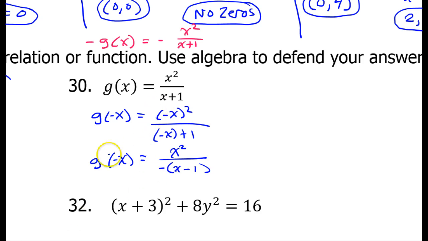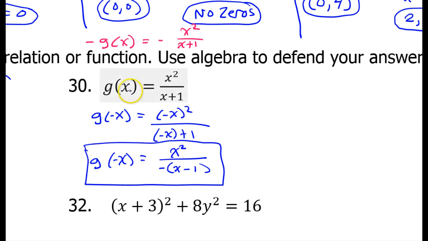Now I'm going to look back to see, does g of negative x match the original function or the negative function. If it matches the original, it's even. If it matches the negative version, it's odd. It clearly does not match the original version. It's got this negative in here, and it's got x minus 1. But you know what? It doesn't match the negative function either.